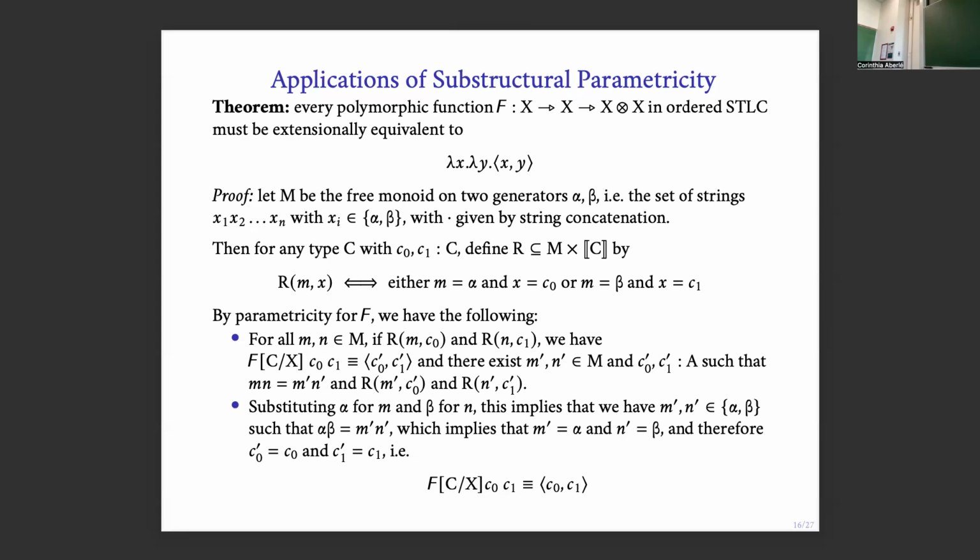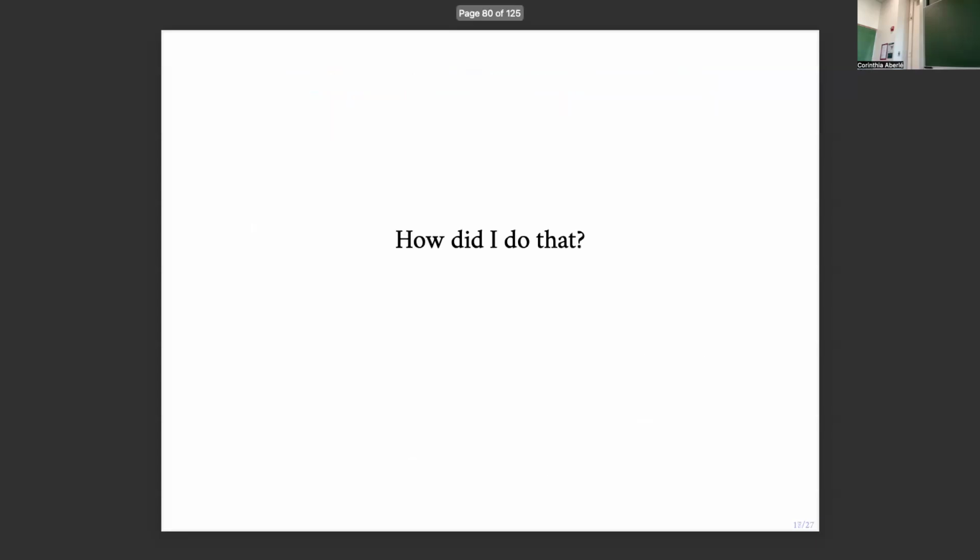And so that's great. So now we have this stronger parametricity theorem that we can use to prove more interesting parametricity theorems for substructural lambda calculus. But now I want to take a step back and ask, how did I do that? Like, how did I know that A, sticking a monoid in there was a good idea, and B, that all these definitions were going to work out, and I wasn't just blindly guessing?